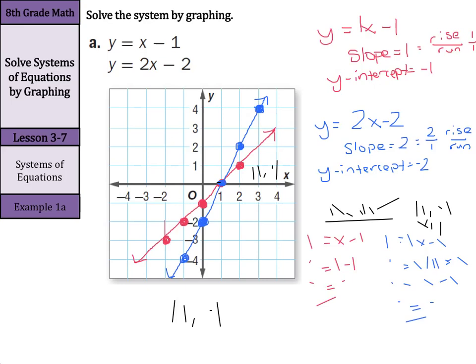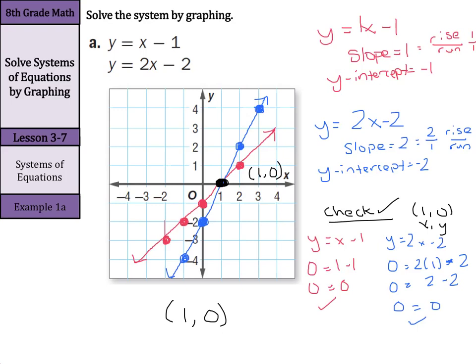So what did we do here? We looked at the equation, found the slope and the y-intercept and graphed. We did the same thing with the second equation, looking at the slope and y-intercept, and we graphed. And we came up with a point of intersection here at 1, 0. Now before we just assume that that's our answer, we need to check. So we can put the 1, 0 back into both equations and check it. If the left side equals the right side, we know we're right, and we are. So our answer here on this question is 1, 0.